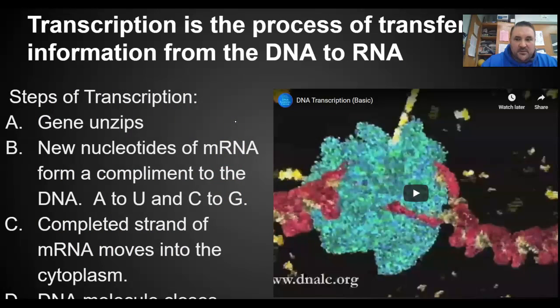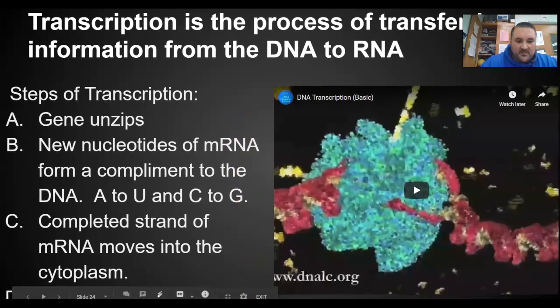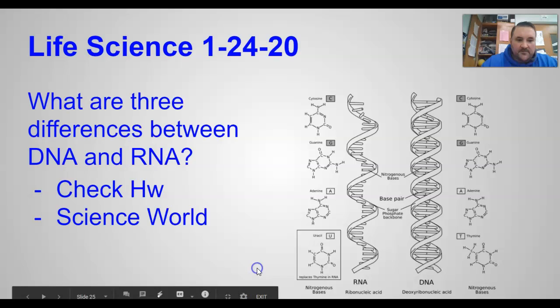Transcription, script means to write, is to copy down the information of the DNA into an mRNA strand. So you unzip the gene, the nucleotides of the mRNA match up to the DNA strand, A to U, C to G, and then we follow that along till you complement the genes. And I'll show you that here in a minute.